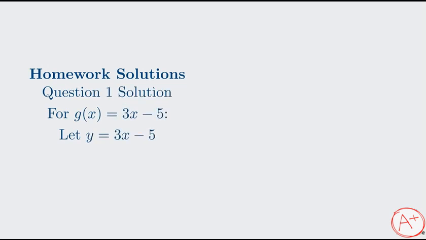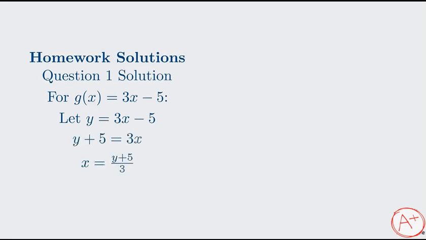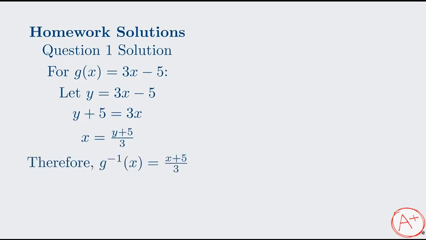Let's go through the homework solutions, starting with question 1. For the function g of x equals 3x minus 5, we find the inverse by letting y equal the expression. We then rearrange to make x the subject. Adding 5 gives y plus 5 equals 3x. So x equals y plus 5 all over 3. Therefore, the inverse function g inverse of x is x plus 5 over 3.